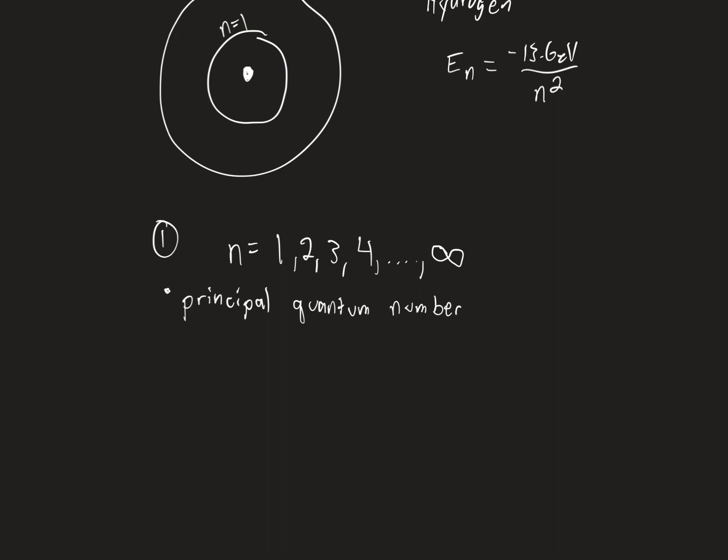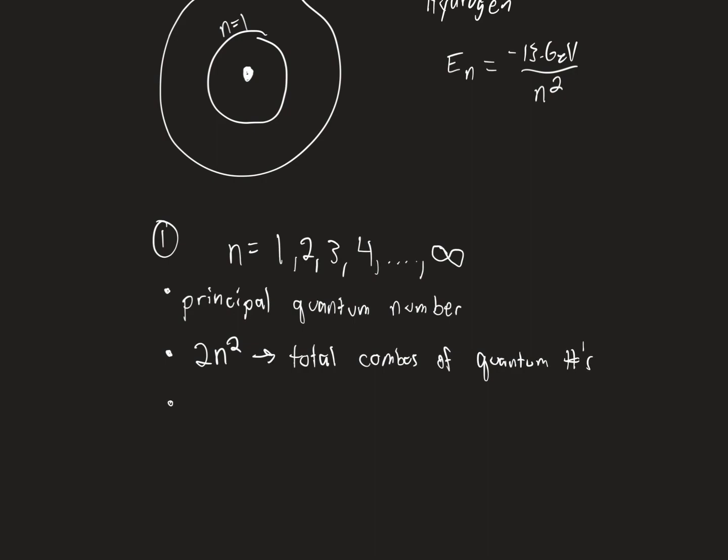And the total number of states you can have inside of an atom, the total combinations of quantum numbers you can have, is actually 2n squared. Total combos of quantum numbers. And we'll see what that means in an example.